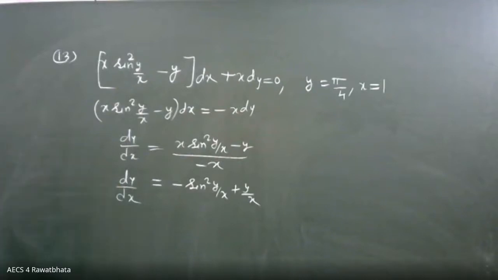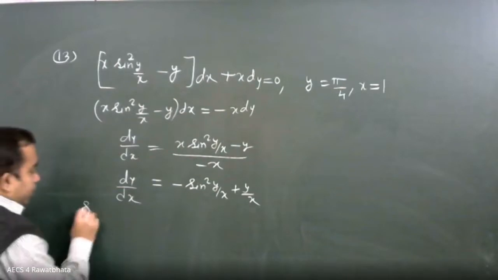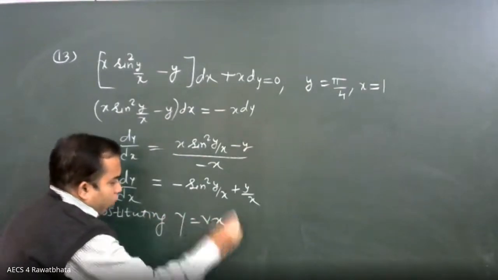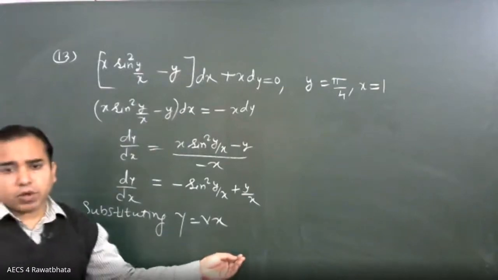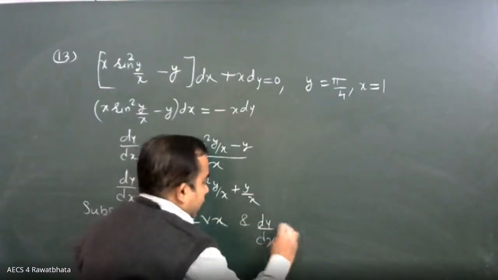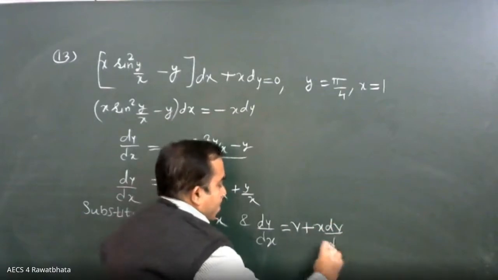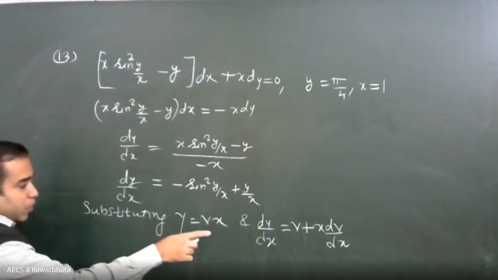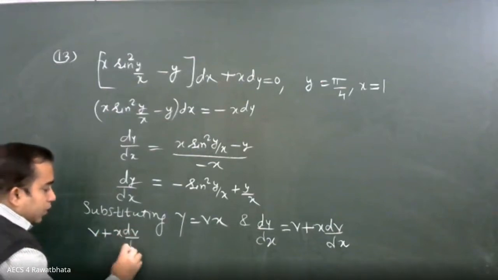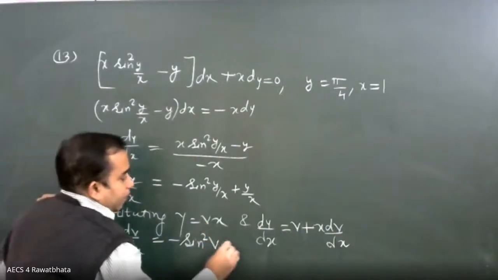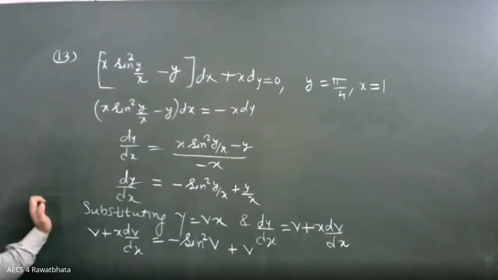Begin. Y equal to Vx. Substituting y equal to Vx. In all the questions of this exercise, we put y equal to Vx or in some questions x equal to Vy. So y equal to Vx and dy upon dx equal to V plus x dv upon dx. Let us substitute. Dy upon dx will be removed, and in place of this, V plus x dv upon dx will come equals to minus sine square, and y upon x is nothing but V, plus y upon x is nothing but V. And you can see that V alone is standing on both sides, will get cancelled.